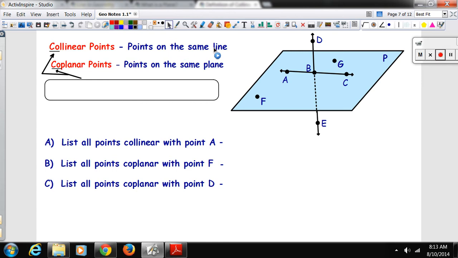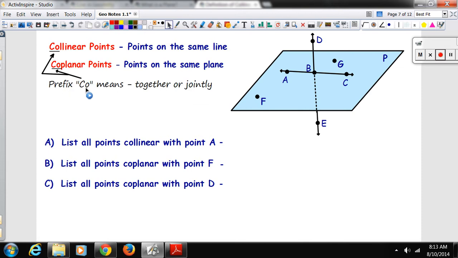So collinear on the same line, because you see the word line in there. The word plane, so planar. And the word co, or the prefix co, means together or jointly. It means when you're putting things together on the same line. So A, B, and C are collinear here. D, B, and E are collinear.